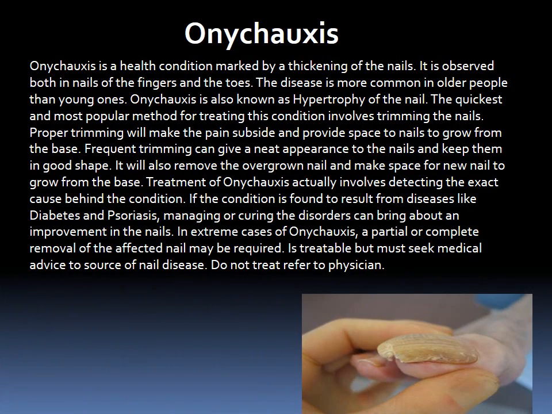Onychosis. Onychosis is a health condition marked by thickening of the nails. It is observed both in nails of the fingers and the toes. The disease is more common in older people than young ones. Onychosis is also known as hypertrophy of the nail. The quickest and most popular method for treating this condition involves trimming the nails.